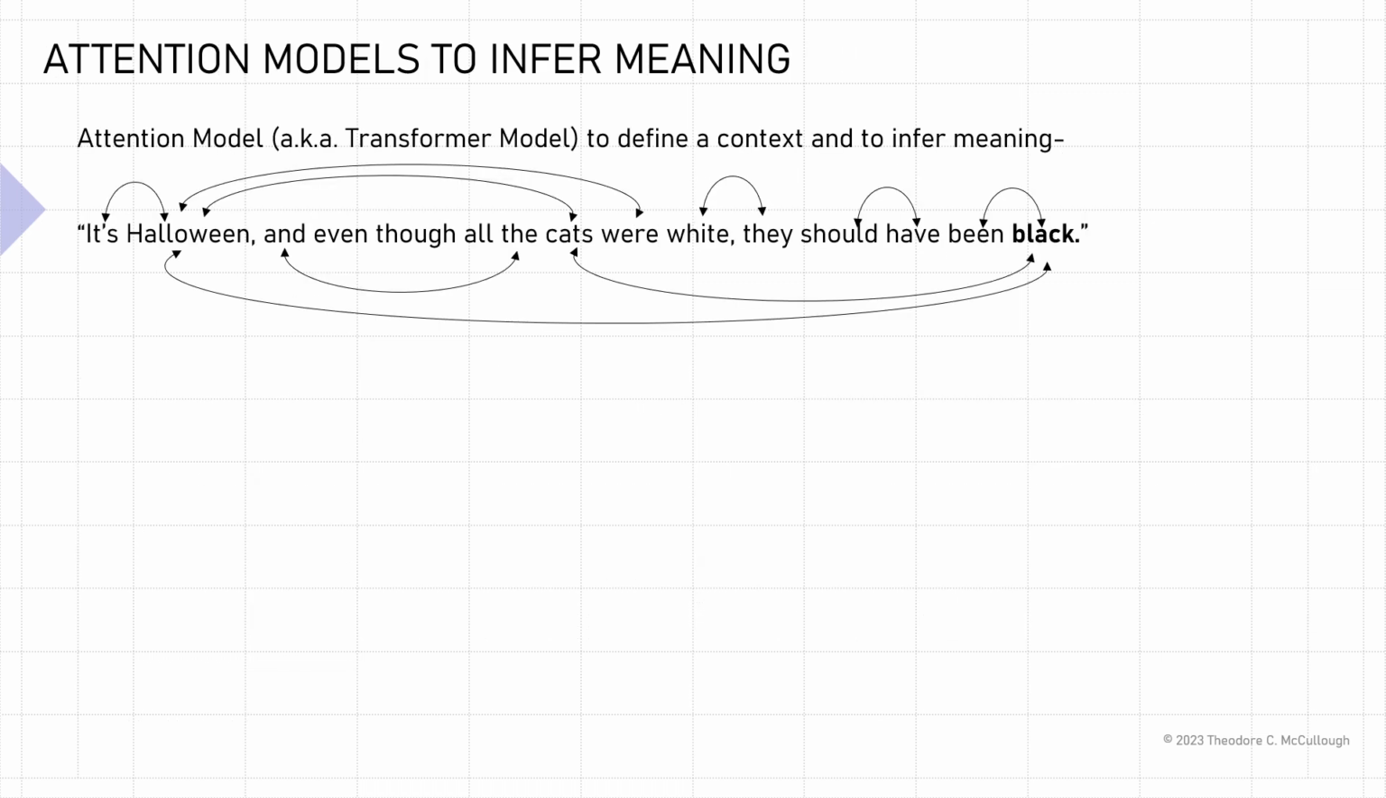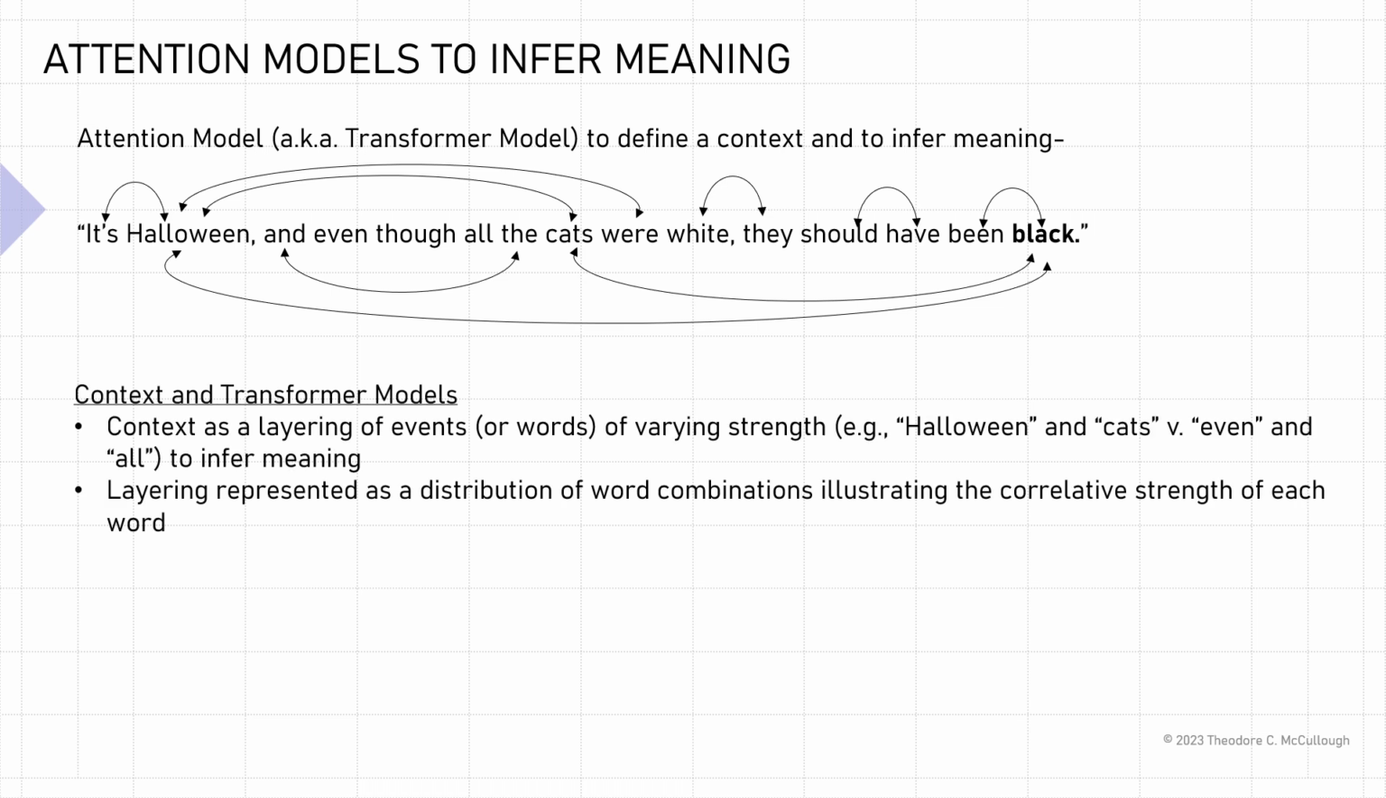Let's take a deeper dive on attention models used to infer meaning. An attention model, also known as a transformer model, defines a context and then uses this context to infer a meaning. For example, the sentence "It's Halloween, and even though all the cats are white, they should have been black." This sentence is illustrated here, showing a number of pairwise relationships between words and their relative strength, and how these pairwise relationships can be used to infer that the next word is black. Which really gets us to that for transformer models, context is to be understood as a layering of events or words of various strength that are used to infer meaning.